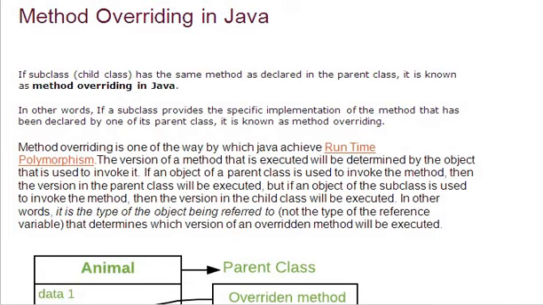So, method overriding in Java: if the subclass has the same method as declared in the parent class, that is method overriding. Method overriding is one of the ways by which Java achieves runtime polymorphism. If an object of a parent class is used to invoke the method, then the version in the parent class will be executed. But if an object of a subclass is used to invoke the method, then the version in the child class will be executed. We'll see a simple example now.